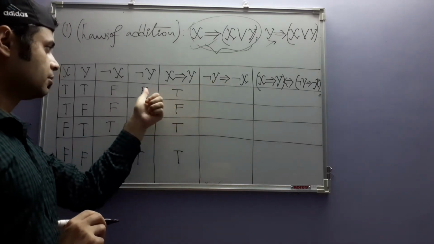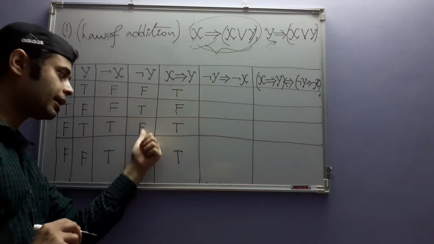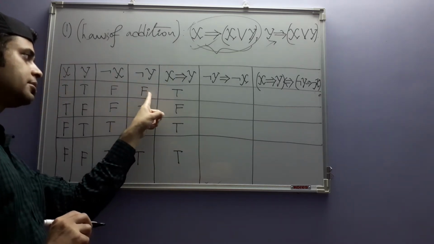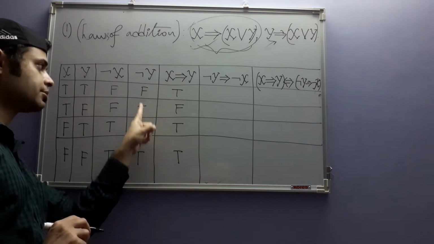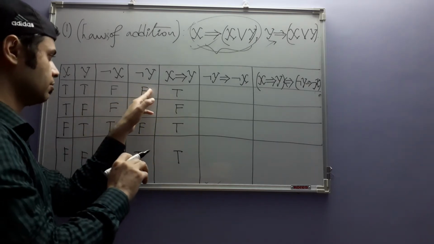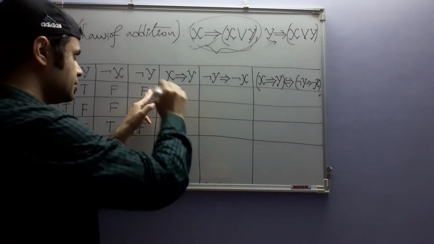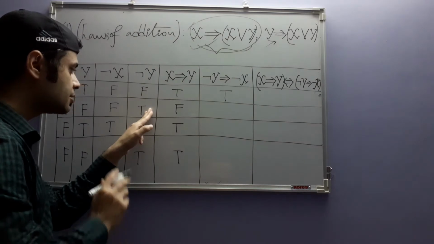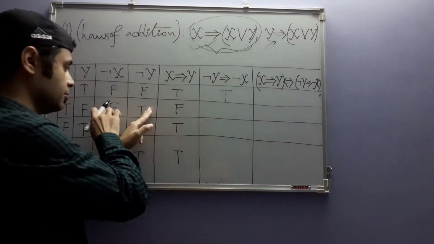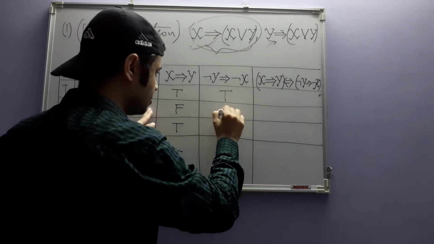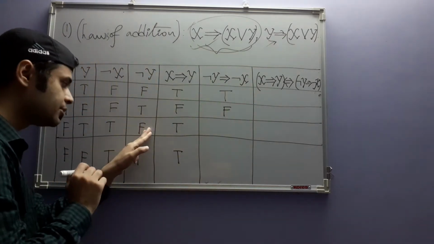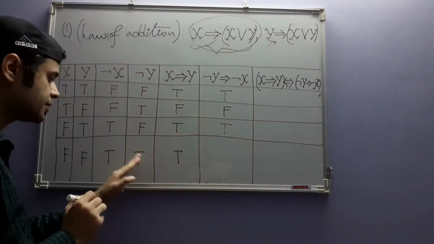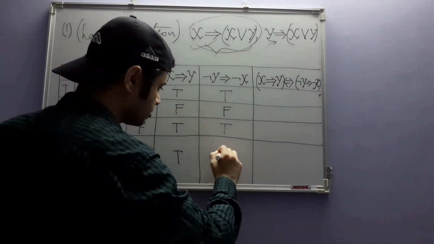For this implication, note carefully that this is the hypothesis column and this is the conclusion column. So in the hypothesis column, if we have false, okay, let's go one by one. Hypothesis is false, so the implication is vacuously true. Hypothesis is true, conclusion is false, so the implication is false. Hypothesis is false, again a vacuous truth. Hypothesis is true, conclusion is true, so this is true.